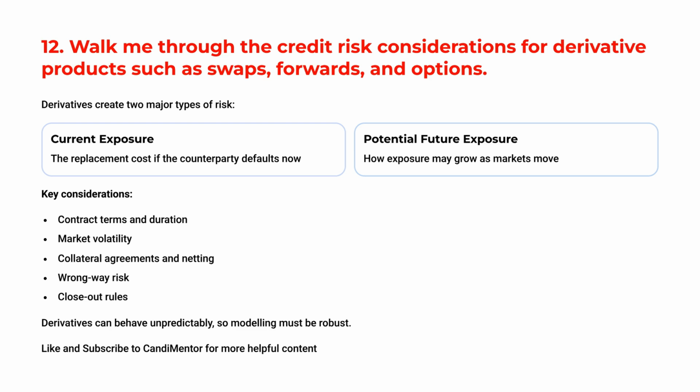Walk me through the credit risk considerations for derivative products such as swaps, forwards, and options. Derivatives create two major types of risk: current exposure, the replacement cost if the counterparty defaults now; potential future exposure, how exposure may grow as markets move. You consider contract terms, duration, volatility, collateral agreements, netting, wrong-way risk, closeout rules. Derivatives can behave unpredictably, so modeling must be robust.